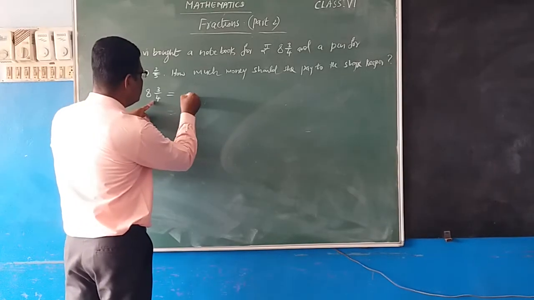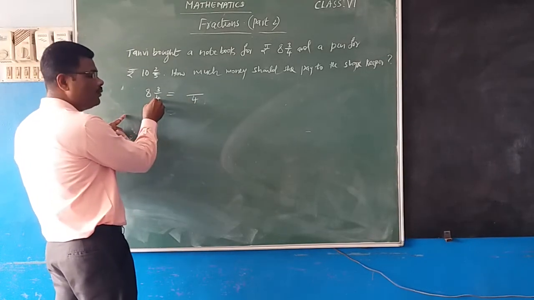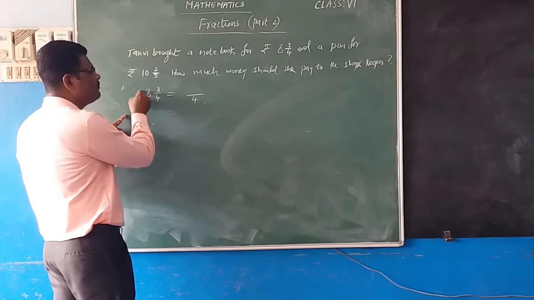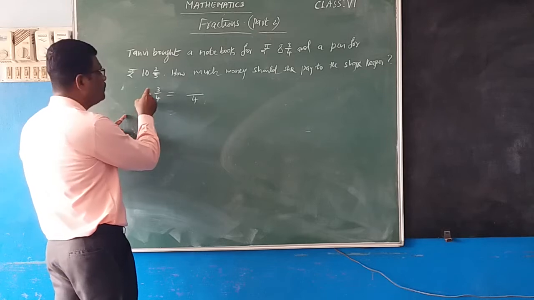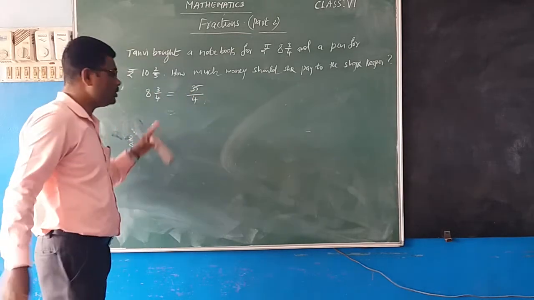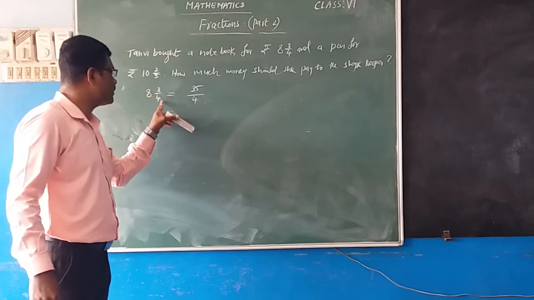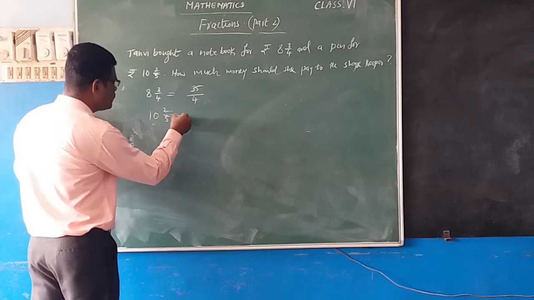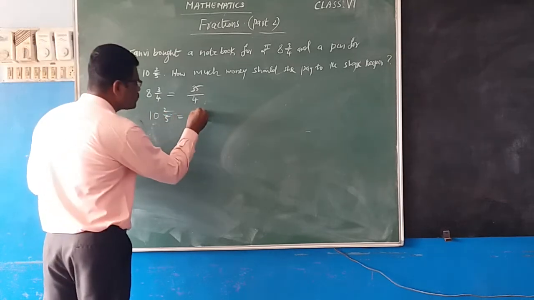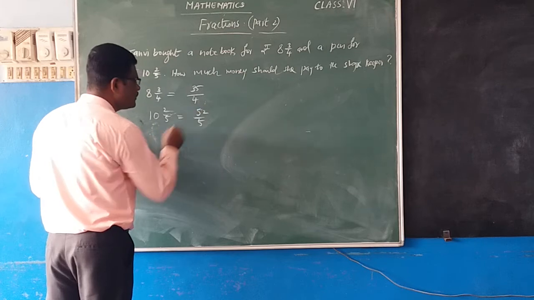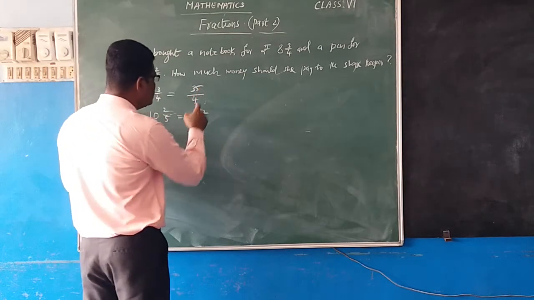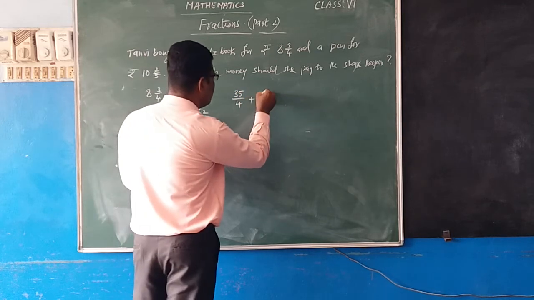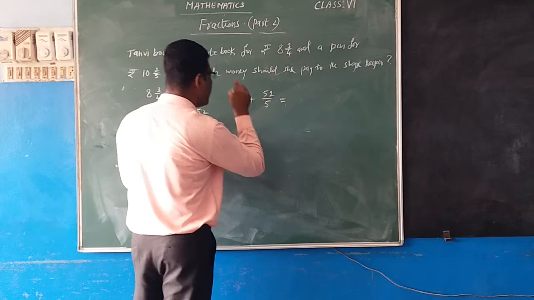So 4 is the denominator. How to convert? We need to multiply. 4 8s are 32 plus 3, that is 35. So 8 3 by 4 is nothing but 35 by 4. Next one, 10 2 by 5, that is equal to 10 5s are 50 plus 2 is 52 divided by 5. Got it? So these two we need to add: 35 by 4 plus 52 by 5.